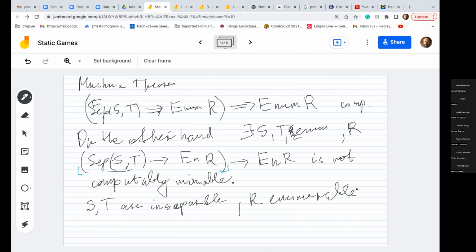And since R is not enumerable, this ignorance strategy for the opponent is good against our computable strategies. So there is a strategy of the opponent, which is in fact also computable, which is good against all our computable strategies.